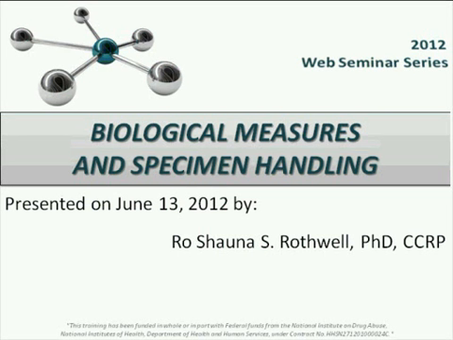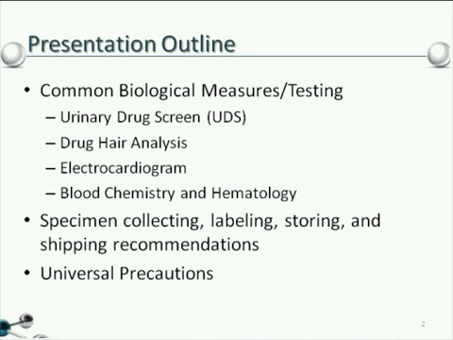Thank you, Tracy. Good afternoon, everyone. So first, of course, I want to go over the presentation outline. We will be discussing common biological measures and testing in the CTN, and they're listed below. After that, I will talk about collecting, labeling, storing, and shipping recommendations for biological specimens. We will end this presentation with universal precautions that should be followed by research staff when dealing with biological specimens.